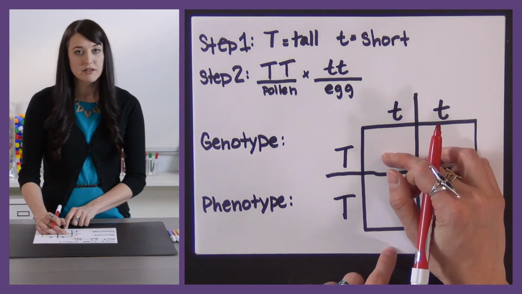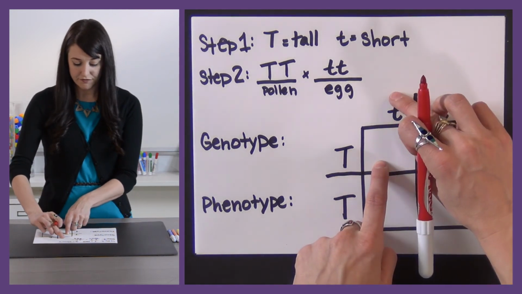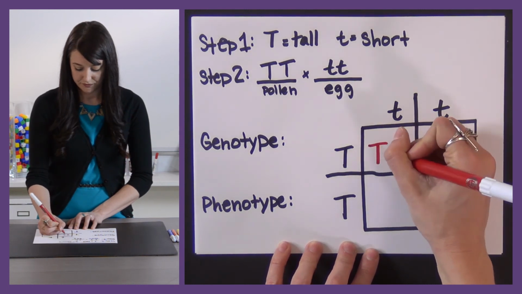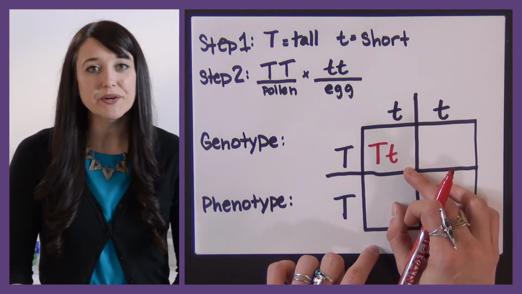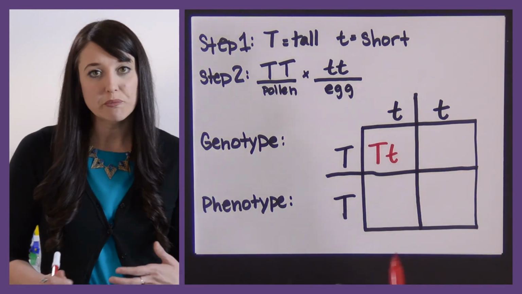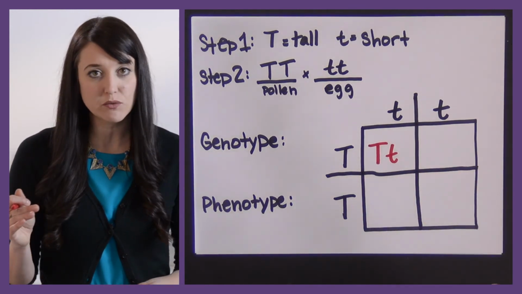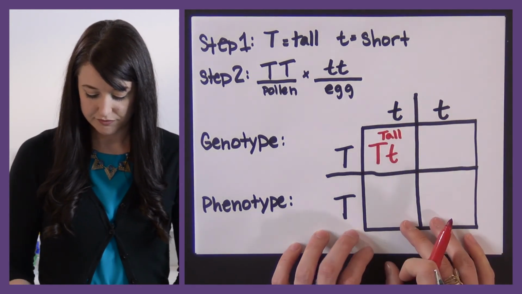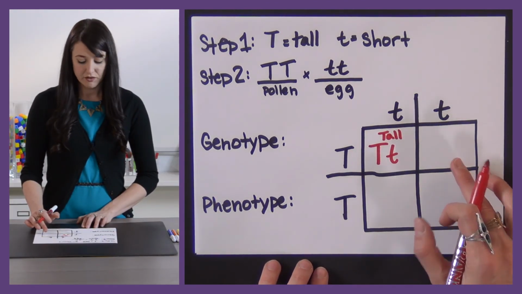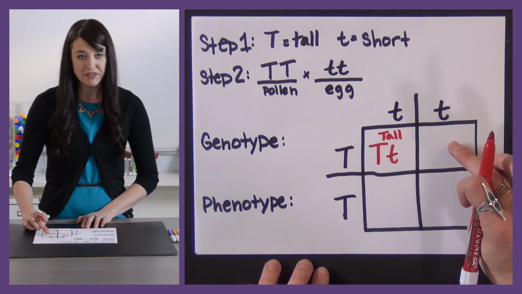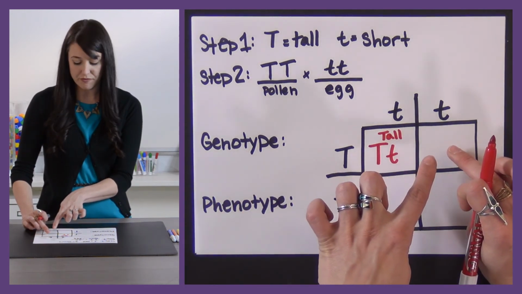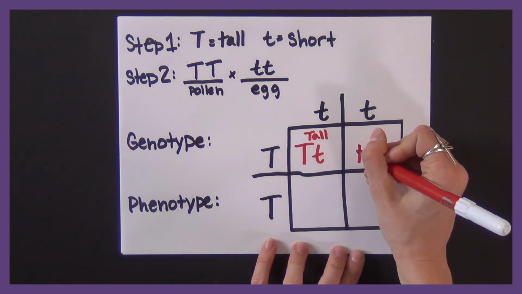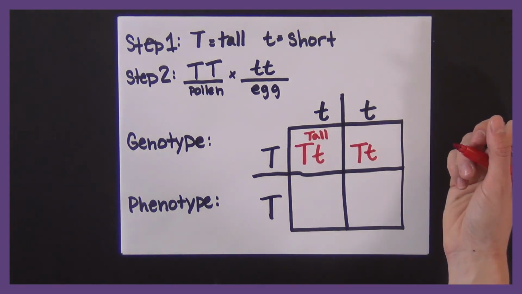This first box is a combination of this allele from the pollen and this allele from the egg, resulting in a heterozygous offspring. The offspring will be tall because it has the dominant gene, which dominates over the recessive gene. The next offspring receives the recessive allele from the egg and the dominant allele from the pollen, resulting in a heterozygous offspring. This offspring is also tall.